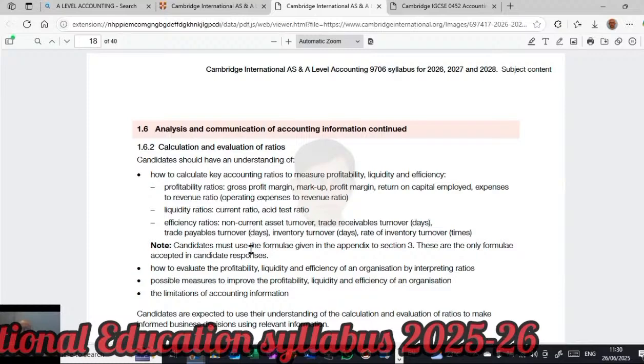Candidates may use the formulae given in the appendix to section 3. We'll have a look at the formulae also. Candidates are expected to use their understanding of the calculation and evaluation of ratios to make informed business decisions and provide relevant information.